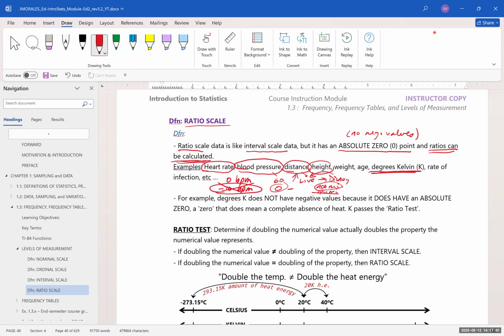The same with height. You could have a person that is 0 feet tall, but you can't have a negative height, like -5 feet tall. Same with weight or even age. You could have a human at age 0, but they can't be -2 or -5 years old. So these are some other examples of ratio scale.